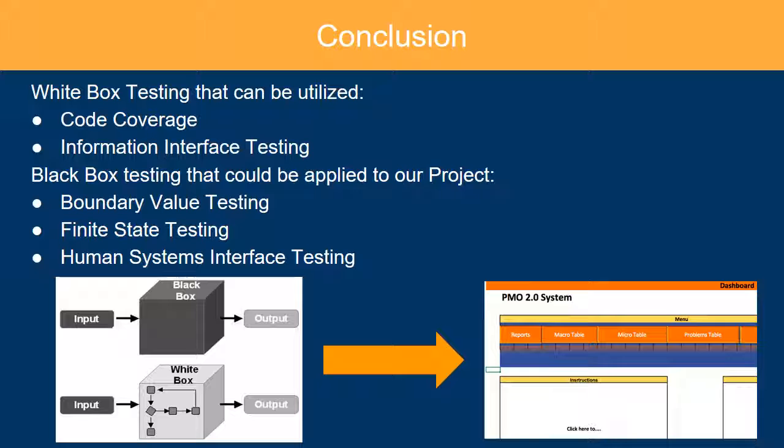Some white box techniques that we are going to utilize are code coverage, in particular the software testing phase, that utilizes statement, branch, and condition coverage, as well as information interface testing. As for black box techniques, we are going to use boundary value testing, finite state testing, and human system interface testing. This concludes our presentation.